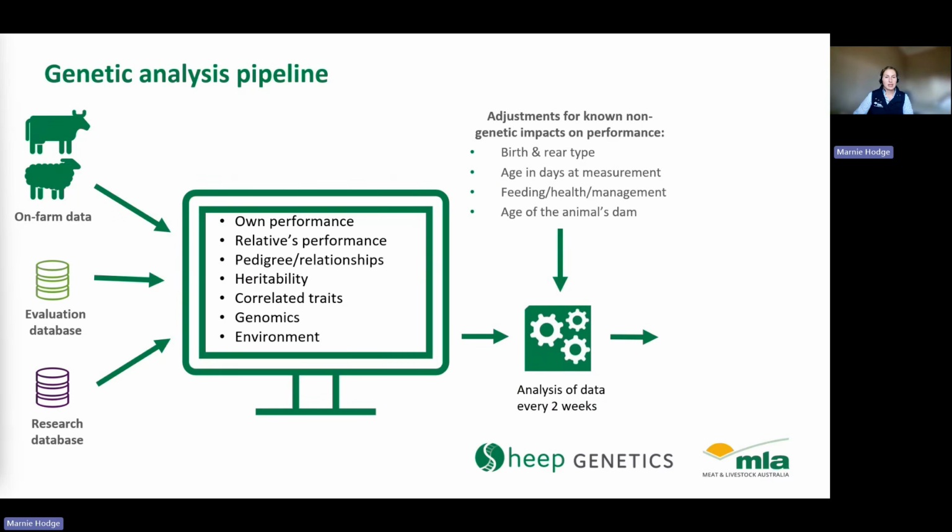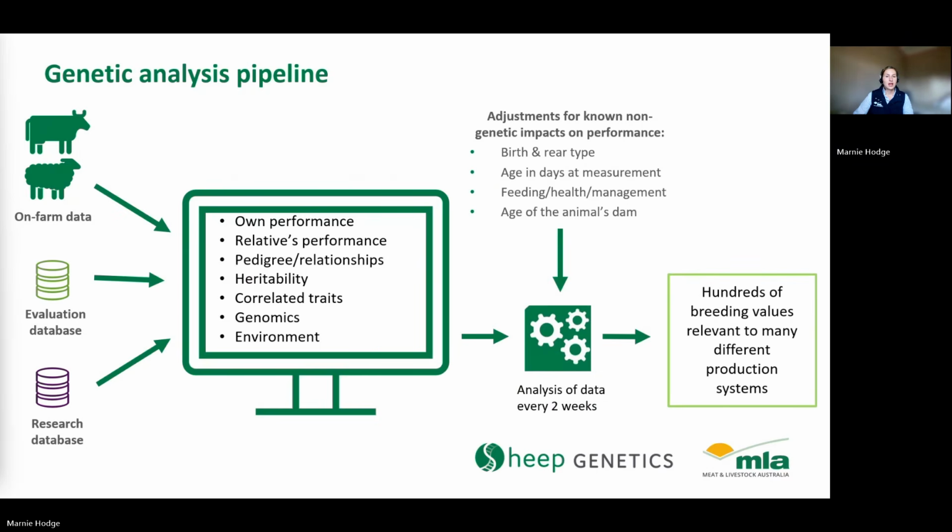So in sheep, we recalculate breeding values every 2 weeks. In cattle, that's a little bit dependent on each evaluation. So it's always really good to have a look at the date of that breeding value to make sure that you're looking at the most up-to-date information when you're looking at animals' breeding values. And then once we've run through the entire analysis pipeline and calculated breeding values, we report hundreds of individual breeding values which are relevant to lots of different production systems.